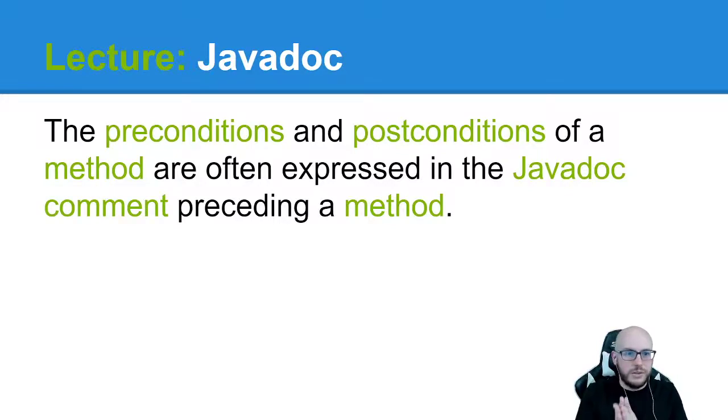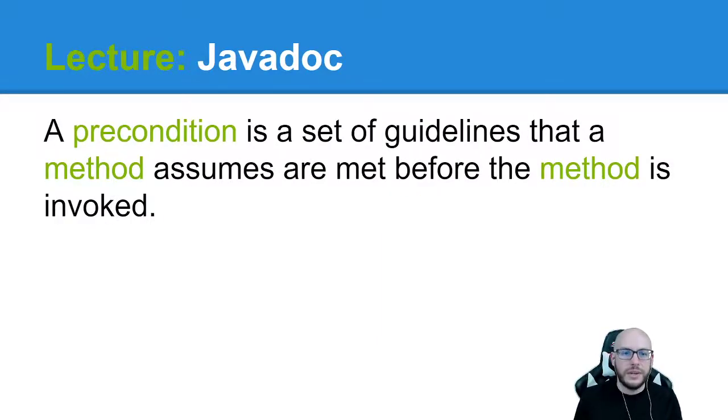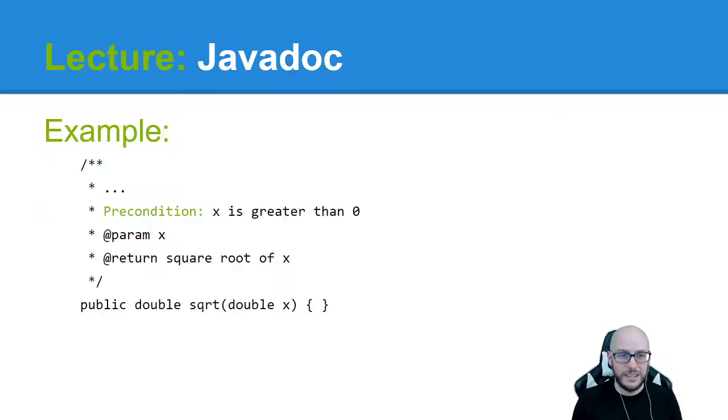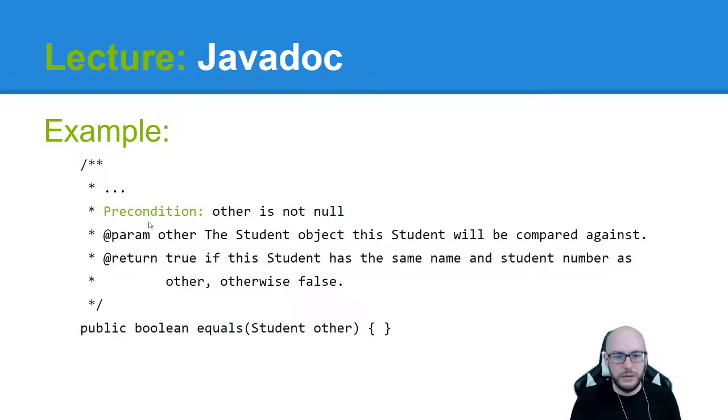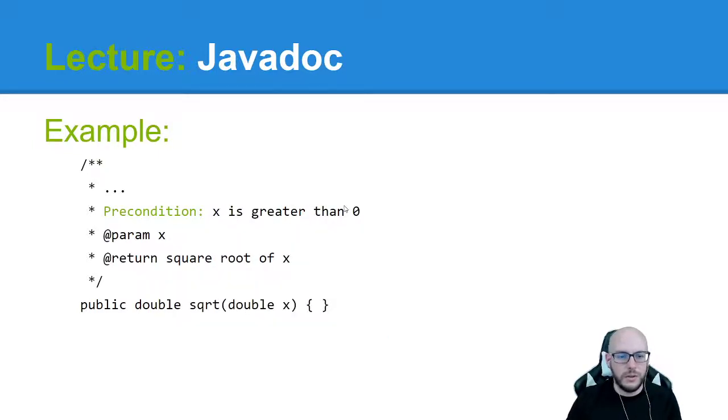In addition to those @param and @return tags, you will also see in the Javadoc comment preconditions and postconditions of a method. A precondition is a set of guidelines that a method assumes are met before the method is invoked. You're going to like these. Here's an example. I got this equals method, right? And we say a precondition: other is not null. We don't really know what null is at the moment. So it doesn't mean a whole lot to us, but this one, it should make a lot of sense.